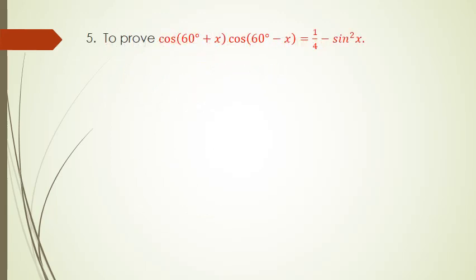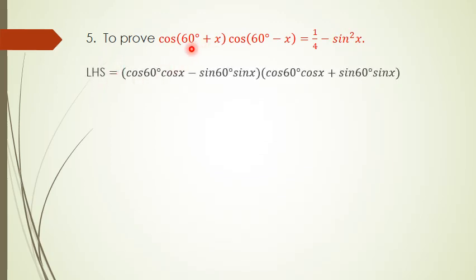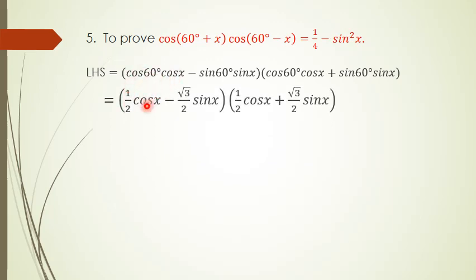Number 5, to prove cos(60 degrees + x) cos(60 degrees - x) equals 1/4 minus sine squared x. Now clearly this shows us that we must expand using the compound angle formula. So expanding the left hand side, this expands to cos 60 degrees cos x minus sine 60 degrees sine x. And this one expands to cos 60 degrees cos x plus sine 60 degrees sine x. Now 60 degrees is a special angle, so we substitute for the trig ratios of the special angle. That's cos 60 degrees is half, then cos x. Sine 60 degrees is the square root of 3 over 2, sine x. And cos 60 degrees half, sine 60 degrees root 3 over 2.